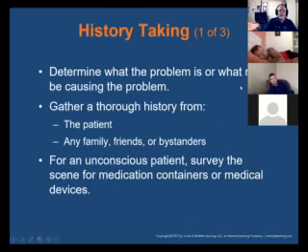We're going to get a SAMPLE history from our patient, right? Or if the patient can't provide the history, family, friends, bystanders, medications in their little bag that they have with them, medical alert necklace or bracelet, whatever we have available to us.